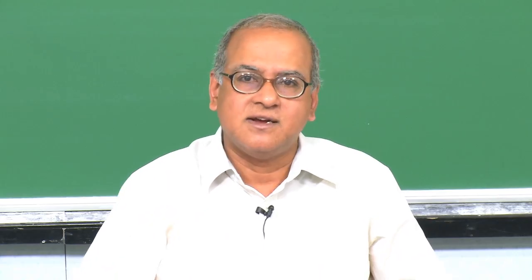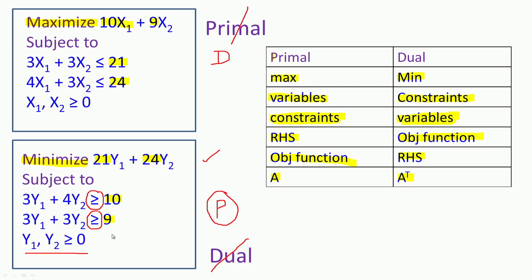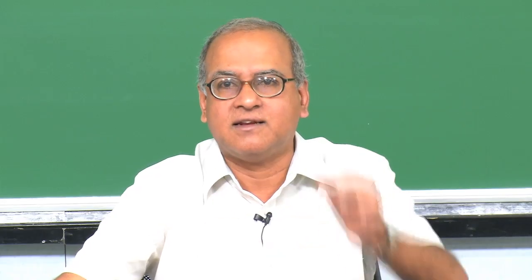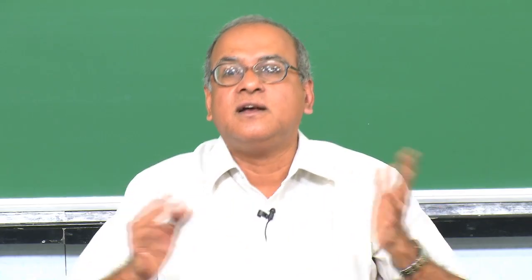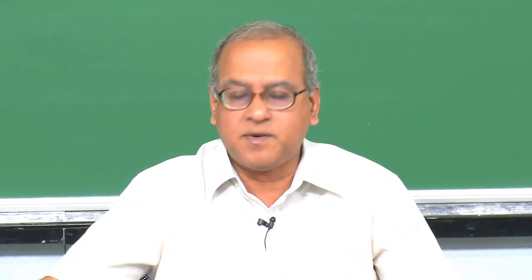This table tells us that the numbers are intact. If the primal has 10 and 9 here, the dual will have 10 and 9 on the right hand side. If the primal has 21 and 24 here, the dual will have 21 and 24 in the objective function. If the primal has 3, 3, 4, 3, the dual will have 3, 4, 3, 3. But what happens to the sign of these inequalities, and if there are equations, what do I do? So we should be able to write the dual of a general linear programming problem. We explain that through another illustration.